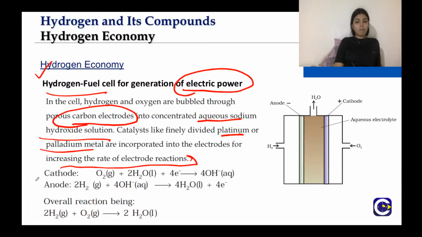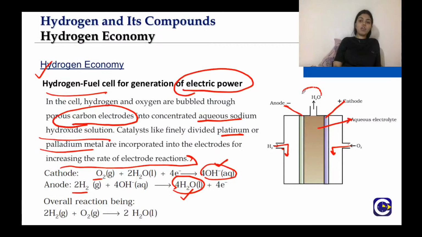So at the cathode what happens? Oxygen gas converts into OH minus. At the anode, hydrogen gas converts into water. So the overall reaction is hydrogen plus oxygen gives you water. Here you can see the hydrogen inlet. These are the anode and the cathode. At the anode, hydrogen is converted into water, and at the cathode, O2 is converted into OH minus. Here you are keeping the aqueous electrolyte. So overall, water is generated here.